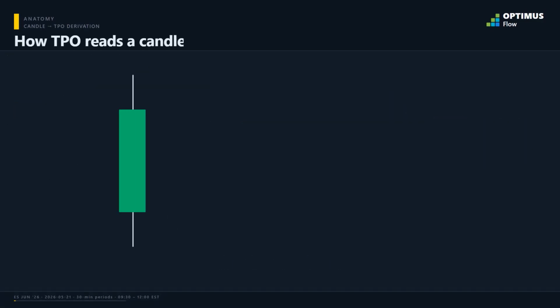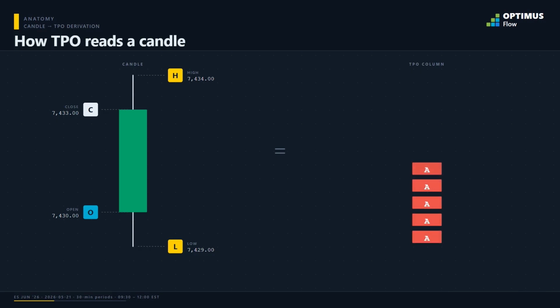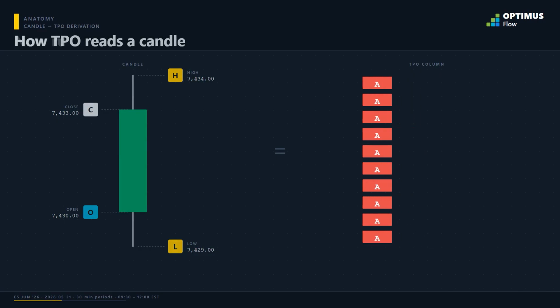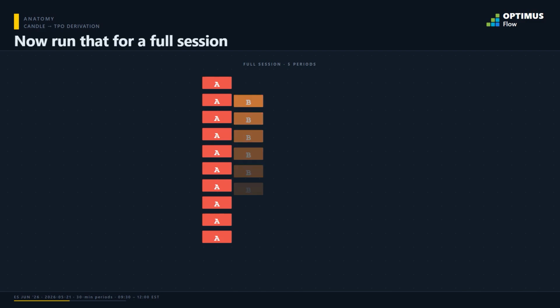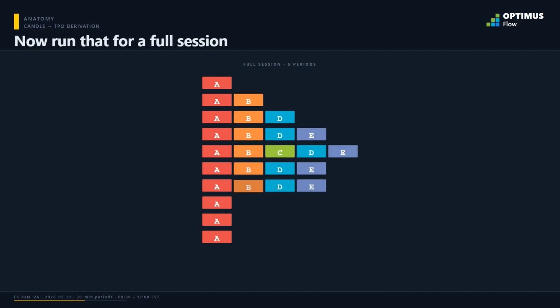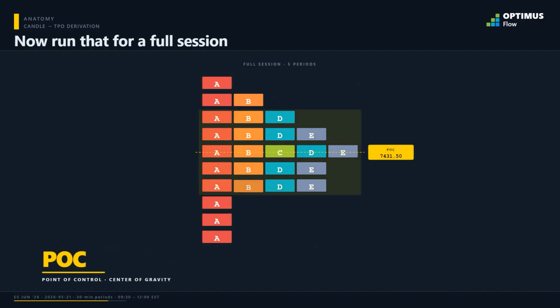When you take a single 30-minute candle, there's 4 prices: the open, high, low, and close. That's all it gives you. The TPO version of that same period marks every price the market actually touched between them. That column becomes one period in the session, then B builds, then C, D, and E. 5 periods later, you'll have one full profile. The row where the letters stack the most, that's the POC. The middle band is where most of the activity sits, and that's also known as the value area.